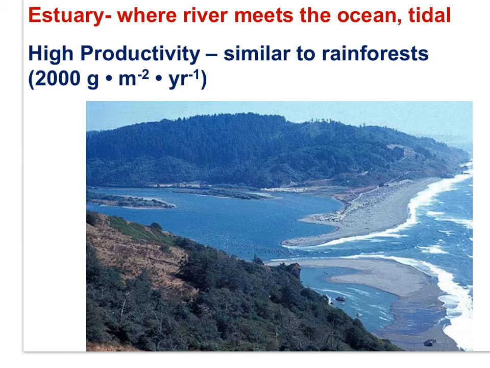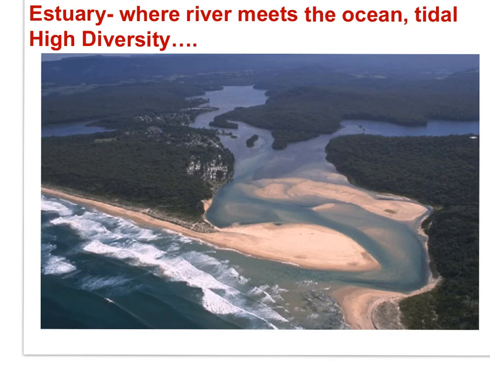An estuary is where a river meets the ocean and is tidal. Productivity is quite high because the river carries nutrients from the land, and those nutrients stimulate photosynthesis. Estuaries are quite diverse because of the numerous ecosystems, a combination of fresh water, salt water, shallow water, and deep water, and the irregularity of the land as the river meets the ocean.